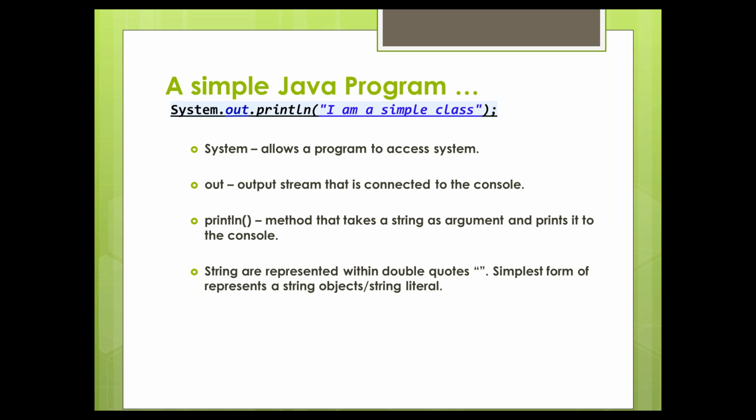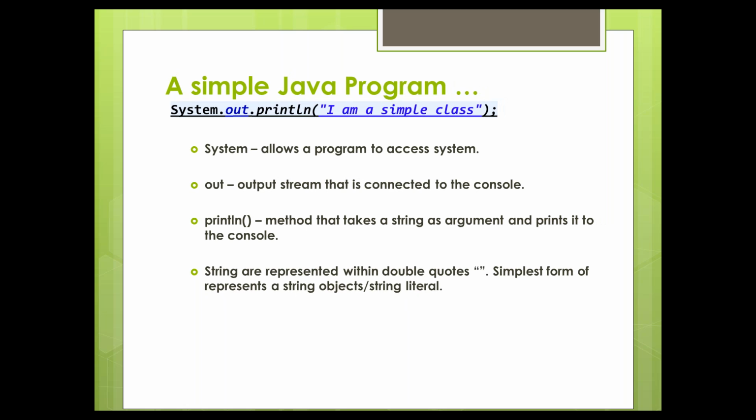So finally, what we see, we are trying to print a single string, that is I am a simple class, to the output device, which is our console. That is achieved using system.out.println. We will see what these dots are, or why we use them. System is a class which provides access to our system, be it your console or your keyboard, all those things.